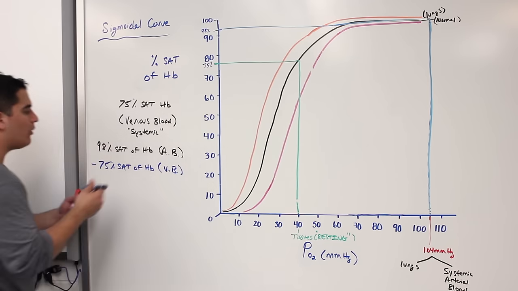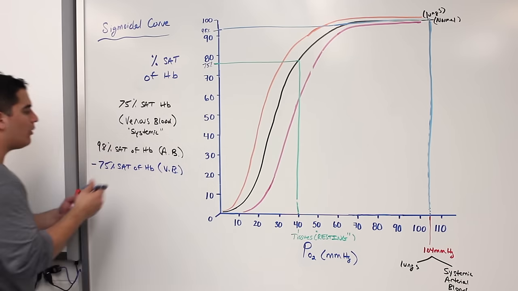What do I notice right away? Let's compare the normal versus the resting tissue in this pink line. At resting tissue, what do we know was the actual percent here? Well, it's 23%. Let's bring that over there. So it was 23% oxygen unloaded at rest in normal situations.